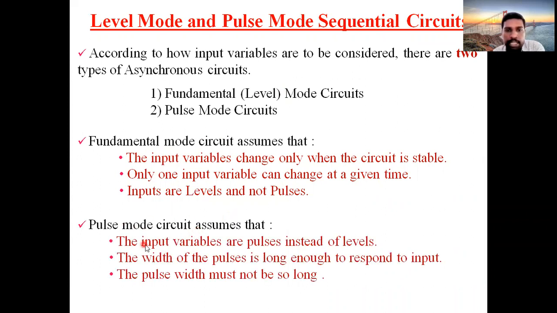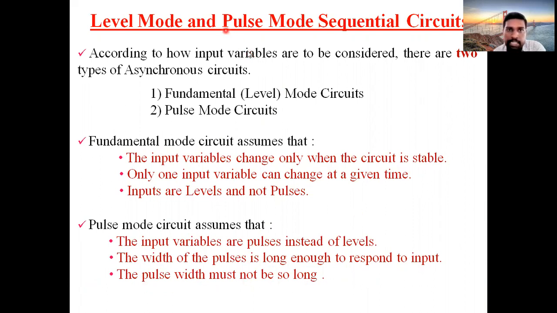Next, the pulse mode circuit. Here the input variables are pulses, whereas in level mode the input variables are levels. The width of the pulse is long enough to respond to the input. The input variable will change only when the circuit is at a stable state. But the pulse width must not be so long.